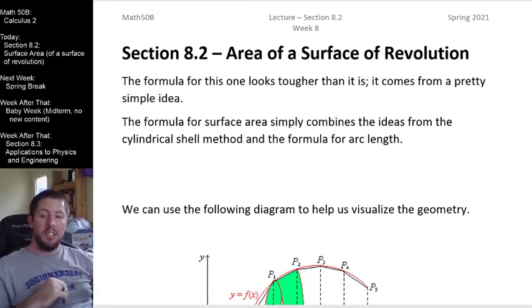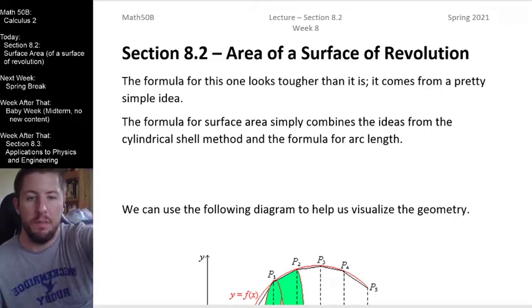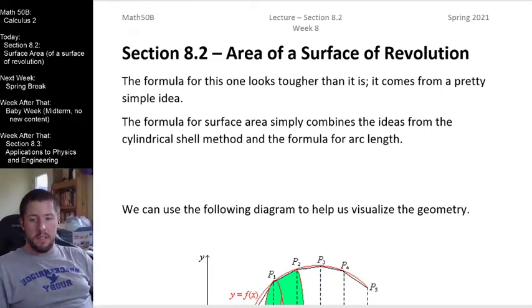Today we're going to be talking about section 8.2, area of surface of a revolution, right? So surface area, but particularly of surfaces of revolution.